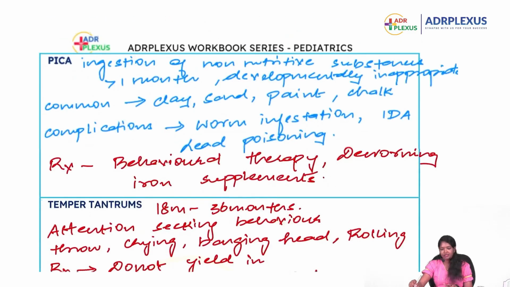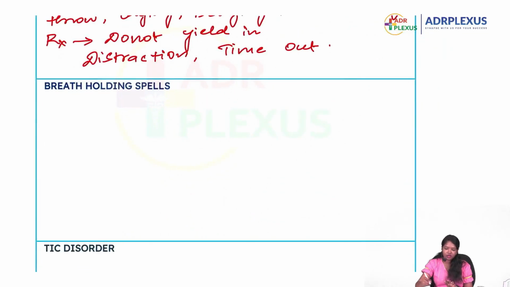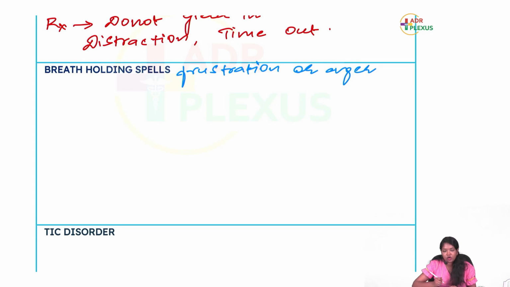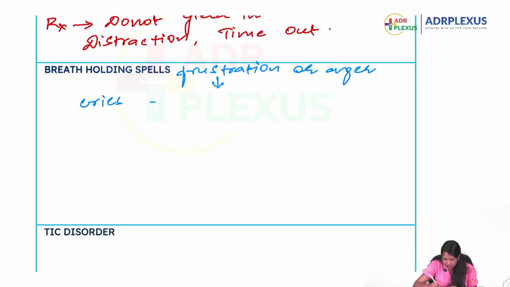The next one is called breath holding spells. What is breath holding spell? Breath holding spell is the baby starts crying. At the end of crying, the baby will stop breathing and the baby will start feeling pale and cyanotic. That is breath holding spell. So this happens when there is frustration or anger. So when the baby is frustrated or angry, the baby starts crying. So baby continues to cry, stops at full respiration.